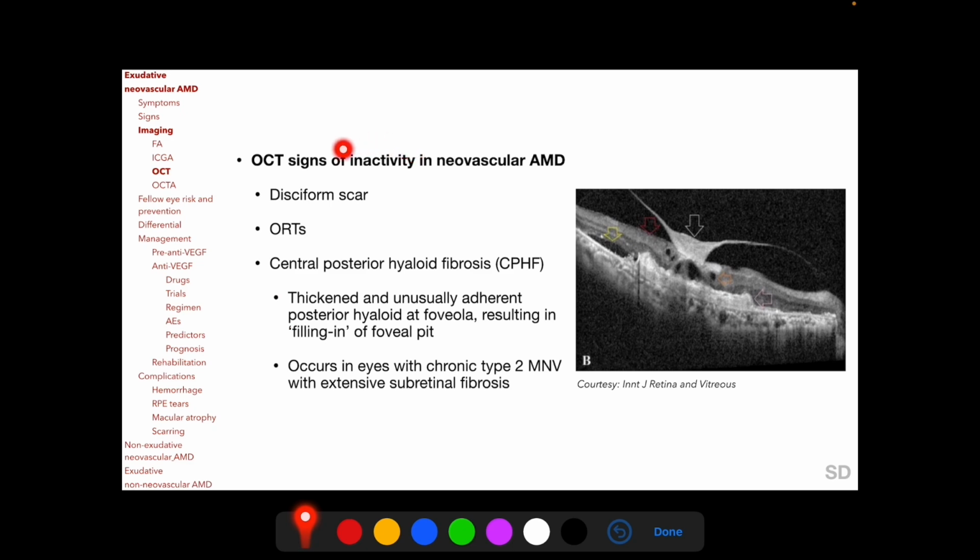OCT signs of inactivity in neovascular AMD include disciform scarring, which we will discuss along with the other complications of neovascular AMD, outer retinal tubulations, which we have discussed in the previous session, and central posterior hyaloid fibrosis, as seen here in this photograph, which is a thickened and unusually adherent posterior hyaloid at the foveola, resulting in filling in of the foveal pit, and it occurs with chronic type 2 MNV with extensive subretinal fibrosis.